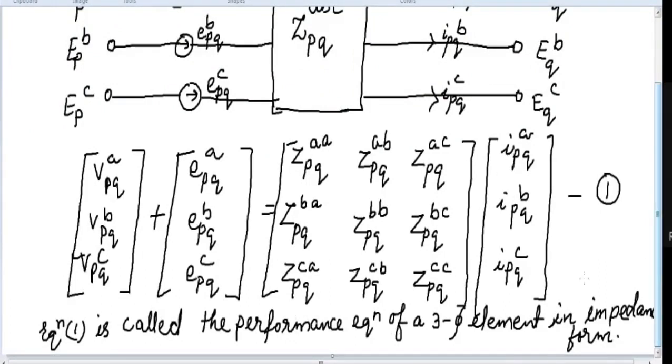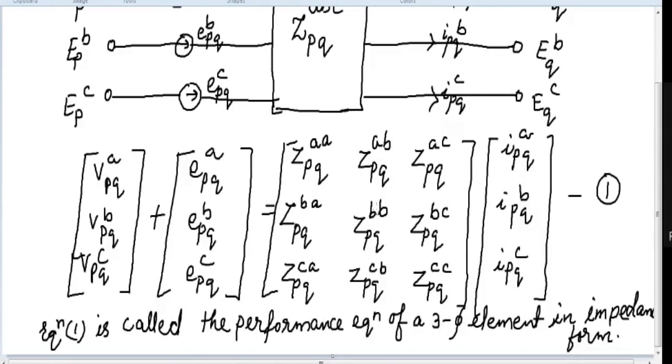Okay, so this is the performance equation, equation number 1. This is the performance equation of a three-phase element in impedance form. On the left-hand side we have VPQA, VPQB, VPQC plus EPQA, EPQB, EPQC, equal to the matrix with first row ZPQAA, ZPQAB, ZPQAC, second row ZPQBA, ZPQBB, ZPQBC, and third row ZPQCA, ZPQCB, ZPQCC. Whatever I am repeating in this class can be asked in the multiple choice question paper, in the university question paper. So you should all note all these points that we are discussing in the class.